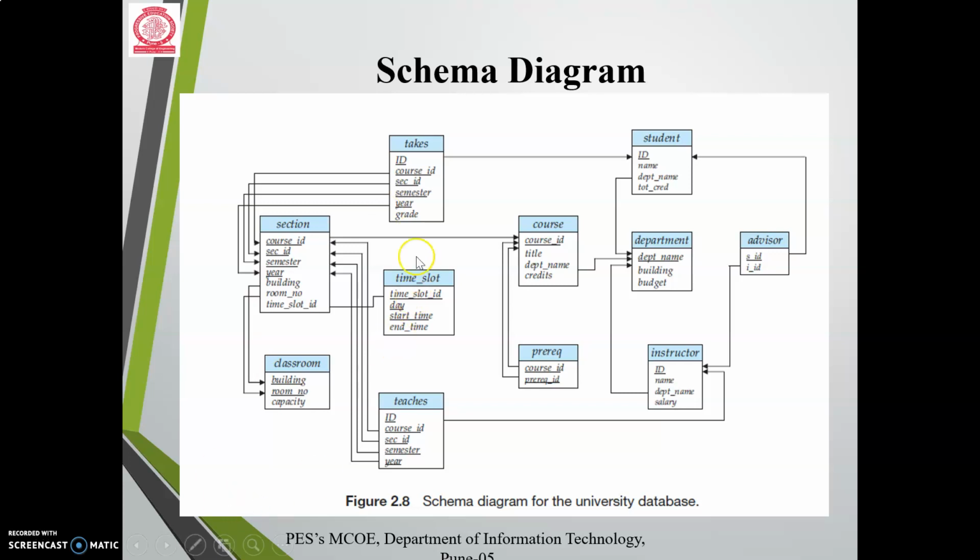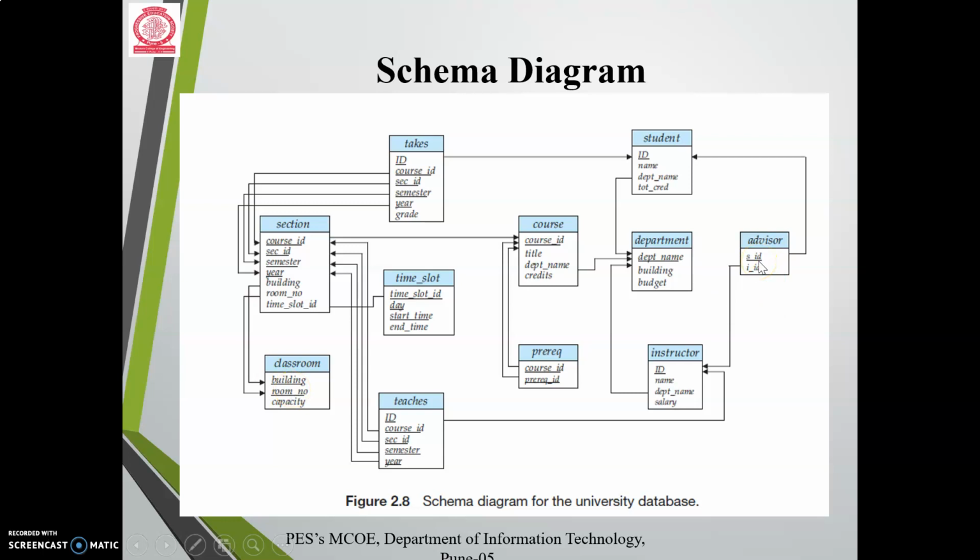So time slot is another entity set, which is a strong entity set, and we are referring to time slot ID in the section table. So there should be an arrow from section to time slot, right? Likewise, building and room number whole is acting as a primary key in the classroom table, but we are referring to that primary key as a foreign key in the section table. So the arrow is shown to both attributes, building as well as room number.